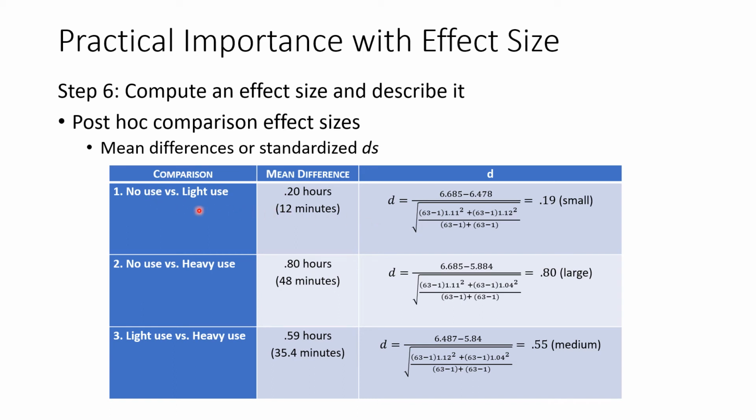So we find the difference between the two conditions, which is 0.2 hours, and then we divide that by the denominator, of course, and then we get an effect of 0.19, which is a small effect. Again, something close to 0.2 is small, something close to 0.8 is large, something close to 0.5 is medium. So we can see that the three comparisons that we have here, we have one of each. We have no use and light use was a small effect. Again, previously we found that this difference could very well have been due to sampling error. We didn't have compelling evidence that this is not sampling error.